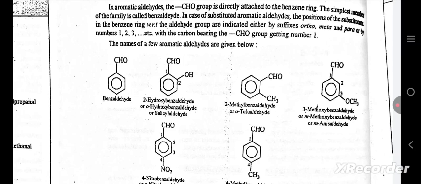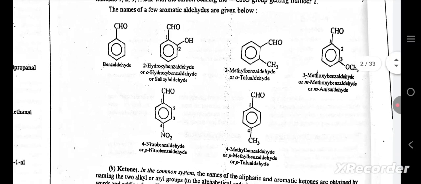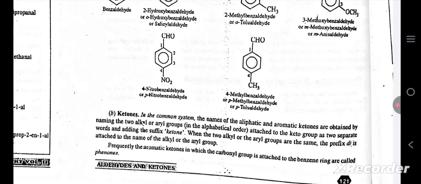In the case of substituted aromatic aldehydes, the positions of the substituents in the benzene ring with respect to the aldehyde group are indicated either by prefixes ortho, meta, and para, or by numbers 1, 2, 3, etc., with the carbon bearing the CHO group getting number 1. The names of a few aromatic aldehydes are given below: benzaldehyde, 2-hydroxybenzaldehyde, 2-methylbenzaldehyde, 3-methoxybenzaldehyde, 4-nitrobenzaldehyde, 4-methylbenzaldehyde.